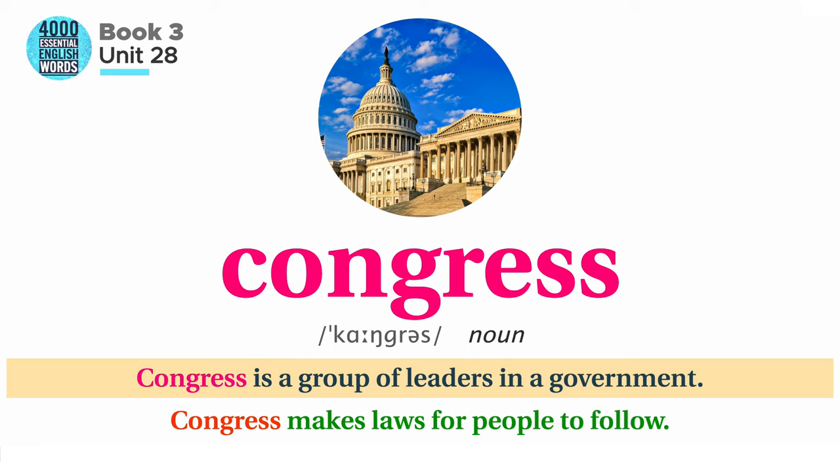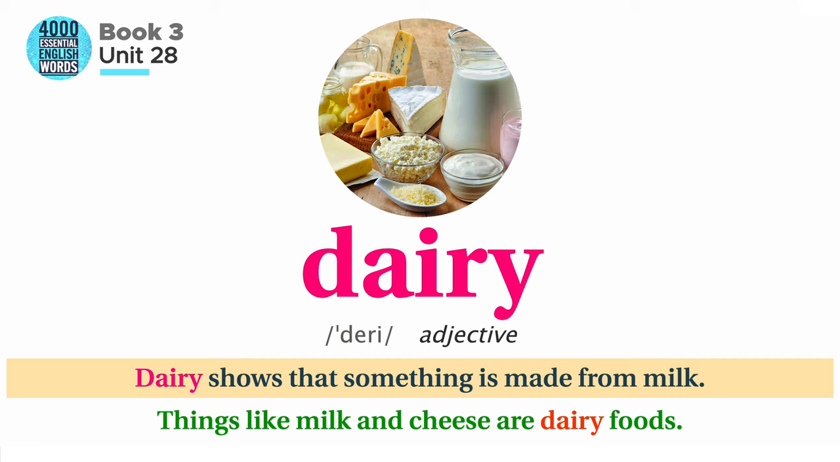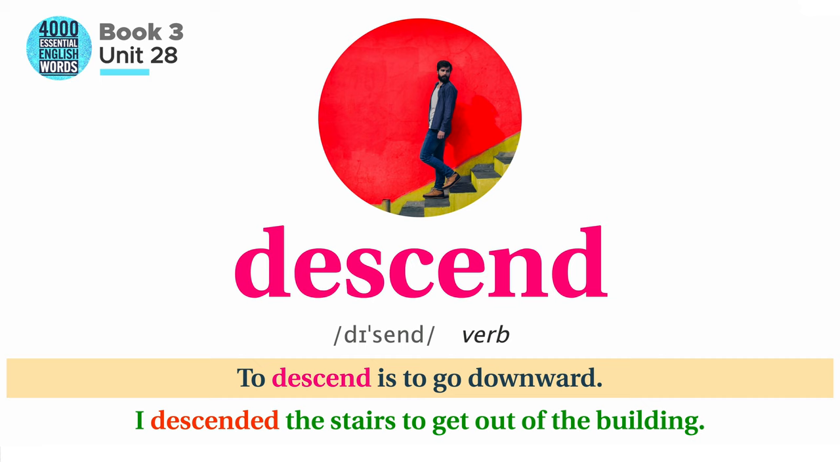Congress. Congress is a group of leaders in a government. Congress makes laws for people to follow. Dairy. Dairy shows that something is made from milk. Things like milk and cheese are dairy foods. Descend. To descend is to go downward. I descended the stairs to get out of the building.